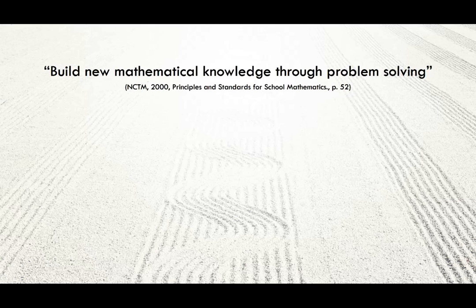So building new mathematical knowledge through problem solving is something the NCTM has been emphasizing since the 1980s. To begin discussing what problem solving means, I want you to think about it. What is the definition of problem solving? I give you 30 seconds to think a little bit about what it means by problem solving.